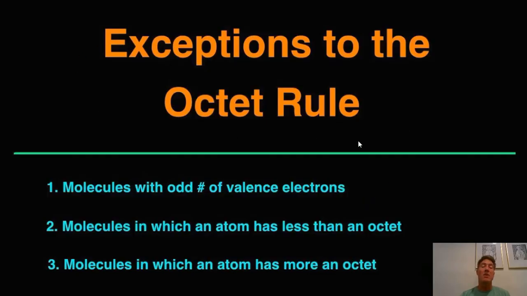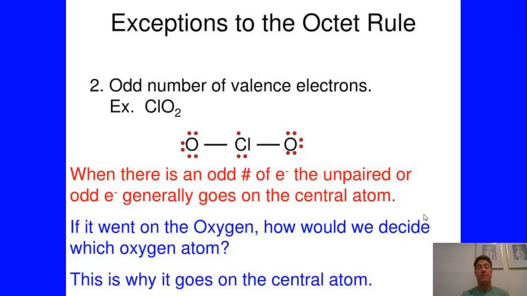Okay, so here are the exceptions to the octet rule. One, molecules with an odd number of valence electrons. Two, molecules in which an atom has less than an octet, like boron. Or three, molecules in which an odd atom has more than an octet, like some of the row three atoms, like sulfur, for example, or phosphorus. They are row three energy level, and they can promote some of their electrons, like in the 3s and 3p, they can promote them and use the 3d. So they can make more than an octet worth of bonds.